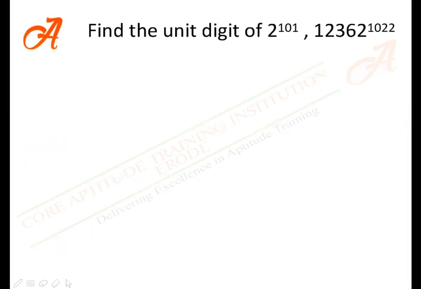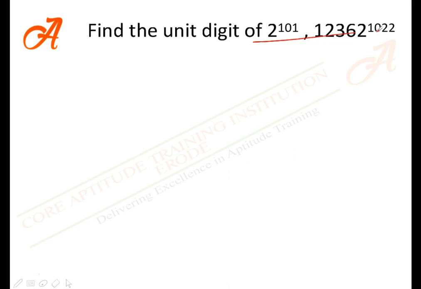Next, find the unit digit of 2 power 101, and 12362 to the power 1022. Generally, I find some question papers having the fundamentals of this technique in CAT, correct? So what is the unit digit of 2 power 101? If you see 2 power 101 as a big number, you will not be able to find the unit digit. But if you use common sense, definitely you can find the answer for this question.